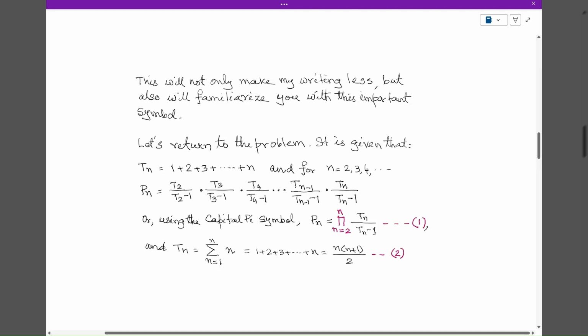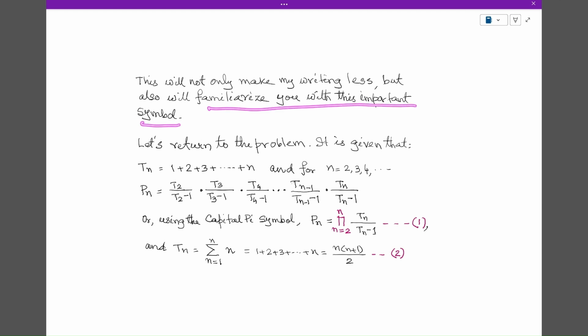Using the symbol capital Pi or capital sigma, not only will my writing be less, but that will also familiarize you with the important symbol. Let's return to the problem.